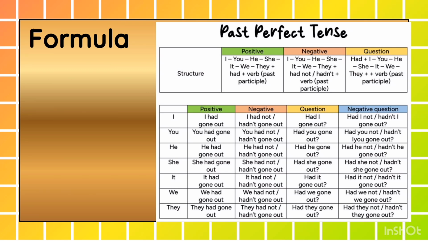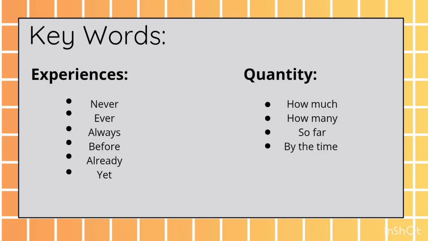And the example for every subject, for I, in positive, is I had gone out. In negative, I hadn't gone out. In question, had I gone out? And in negative question, had I not gone out?